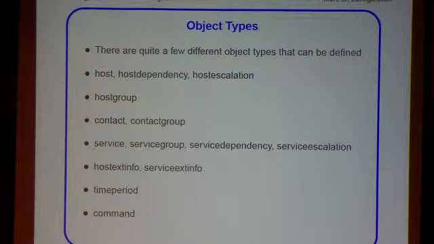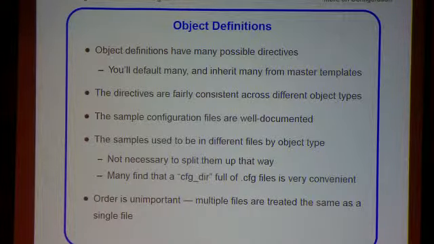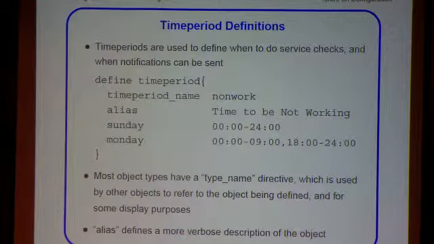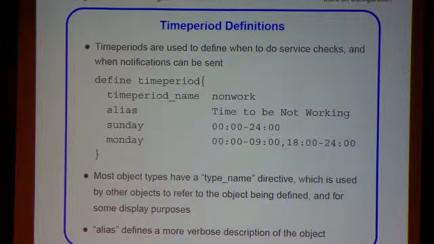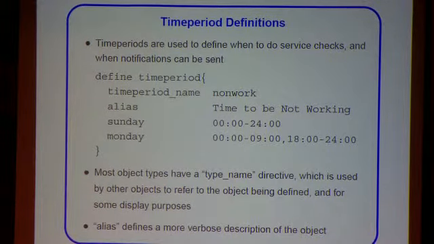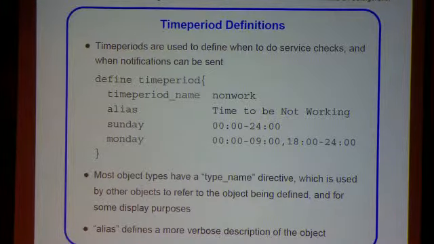I think there's 18 different object types. They're all there. You can read about them in the documentation tonight in front of the TV. I said earlier you should have a configure full of stuff, and order is unimportant. Time period is like the lowest level building block. Time period doesn't depend on anything else. That's why I mentioned it here first.